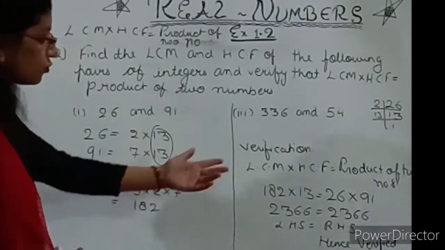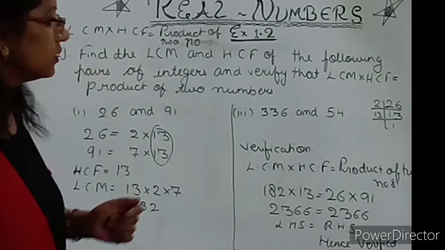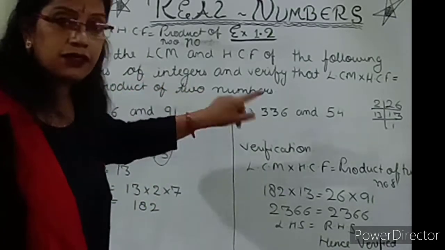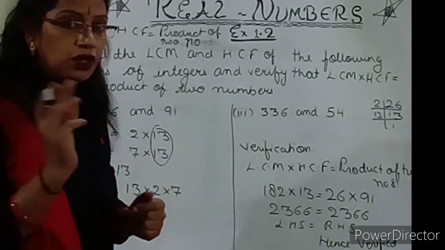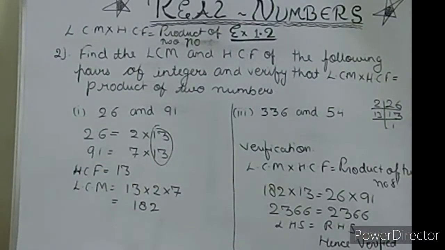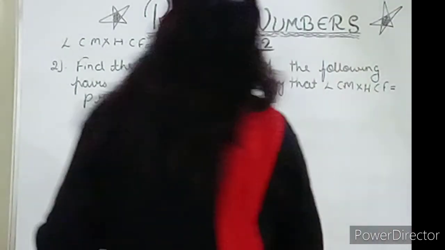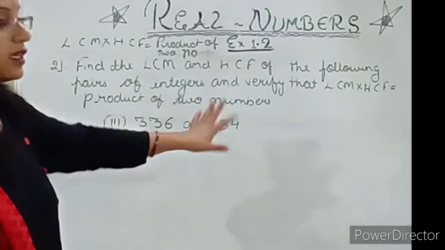So like this you have to do your question. Whatever is written here, you have to do the same here. In the same way we will do the third part, and the second part you will do on your own. Okay, so let us start our third part: 336 and 54.